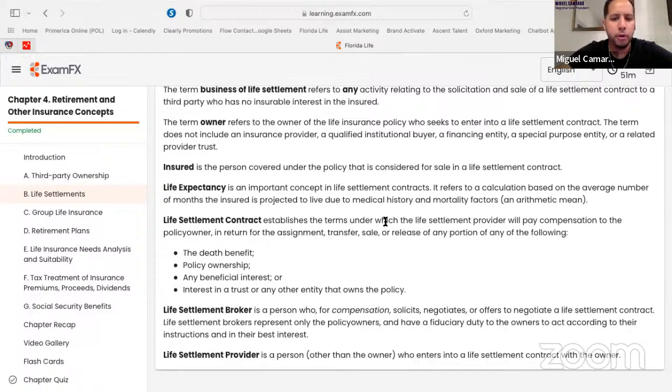This says life settlement brokers represent only the policy owners and have a fiduciary responsibility to the owners to act according to their instructions and best interests. So I think they probably shop that out, which is weird. A life settlement provider is a person other than the owner who enters a life settlement contract with the owner. Any questions on that? Nope.